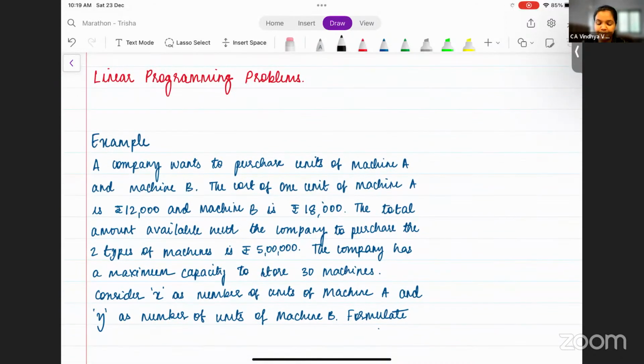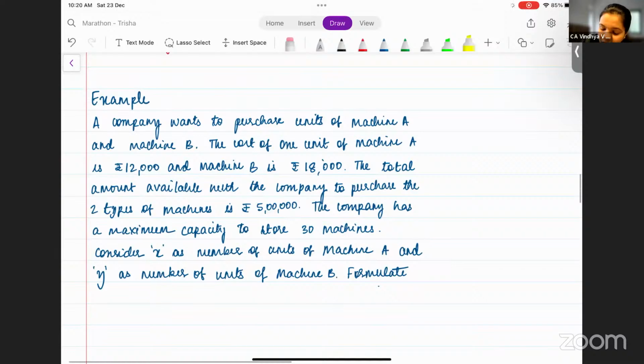Yes, like I was telling, with respect to linear programming problems, you will be given the inequality in the options. Let's quickly read the question and understand what values are given and what constraints there are in this particular question. First of all, what is given? A company wants to purchase units of machine A and machine B. That means there are two types of machines, A and B. The cost of 1 unit of machine A is 12,000 and machine B is 18,000.